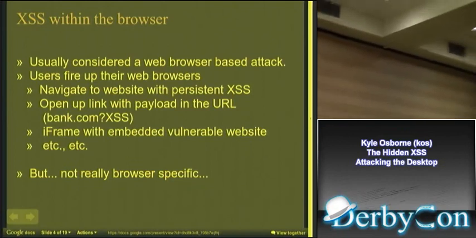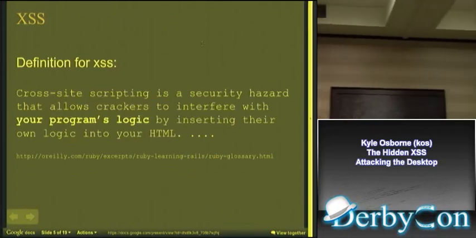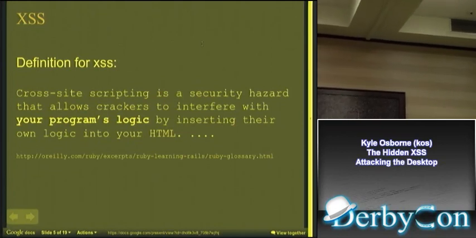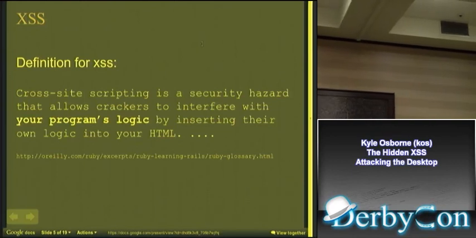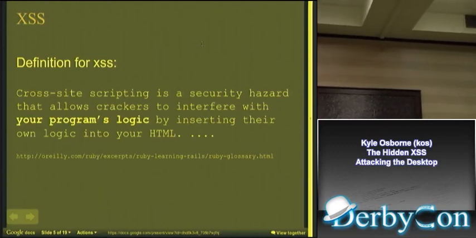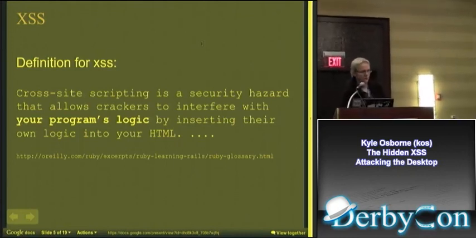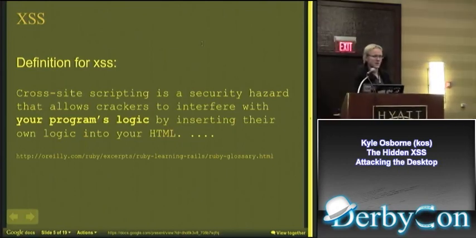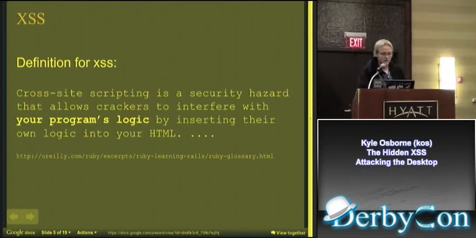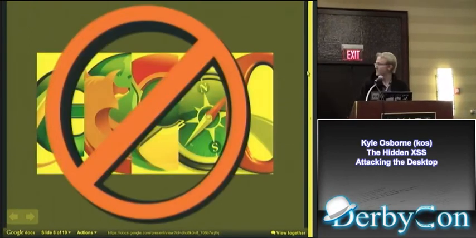All right, and then we have the XSS here. So this is the definition from O'Reilly's Ruby glossary for XSS, and I actually kind of like it, despite the use of crackers instead of hackers. Cross-site scripting is a security hazard that allows programmers to interfere with your program's logic. It's not saying specifically your web browser or any of that. It's your program's logic. You inject JavaScript and all that jazz. But that's not limited to your browser at all. So we are just gonna get rid of these.